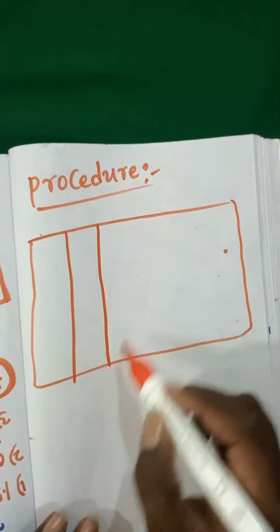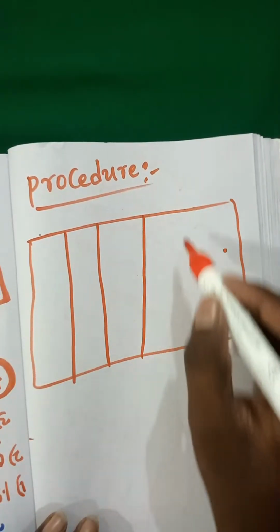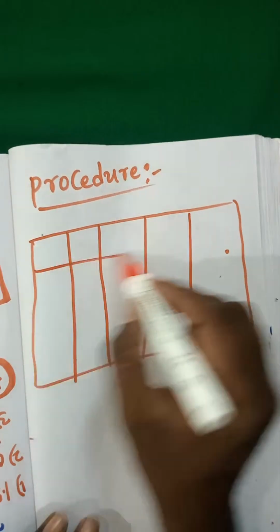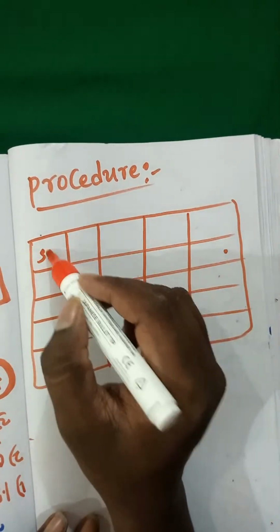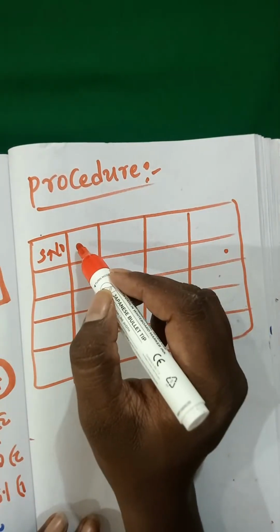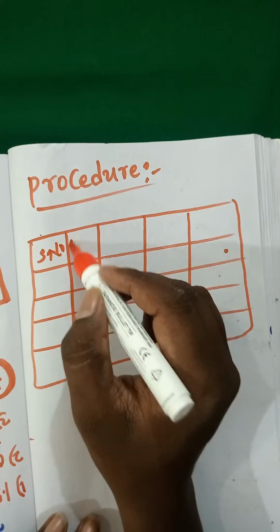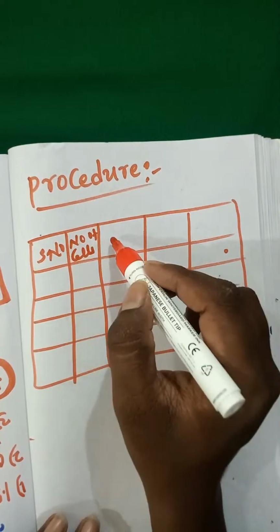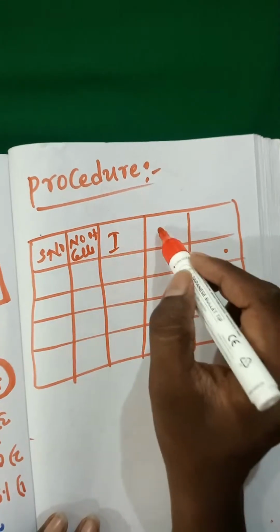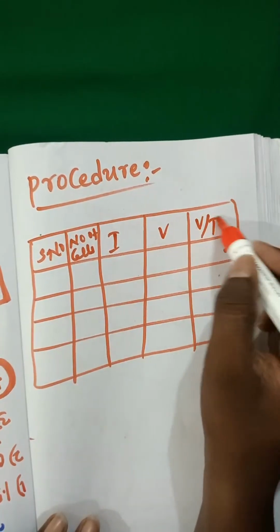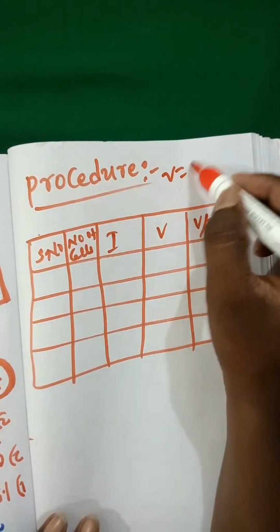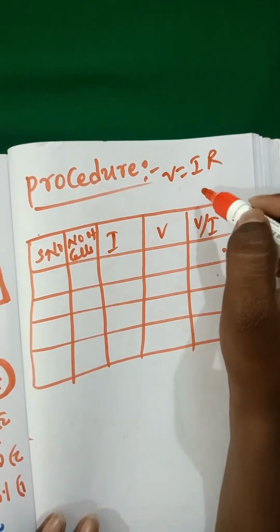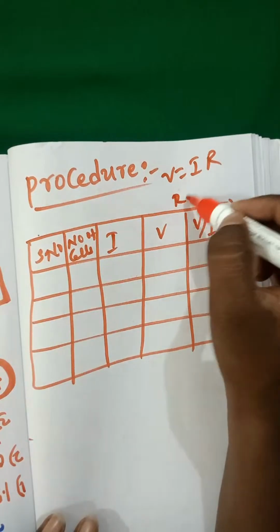Here is a tabular form. Here I am taking the number of cells, and here ammeter reading, voltmeter reading, and V by I. So we need to find out resistance. V equal to IR, so R equal to V by I.